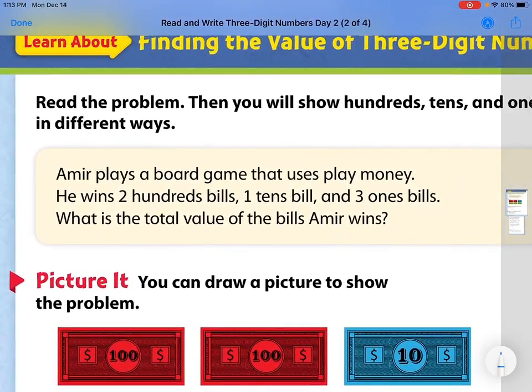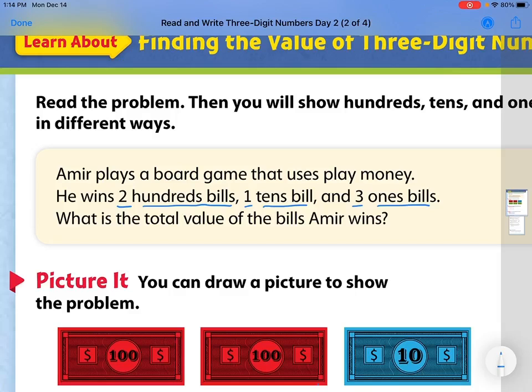It says, Amir plays a board game that uses play money. That makes me think about Monopoly and how we have play money when we play with Monopoly, right? He wins 2 hundreds bills, 1 tens bill, and 3 ones bills. What is the total value of the bills Amir wins?